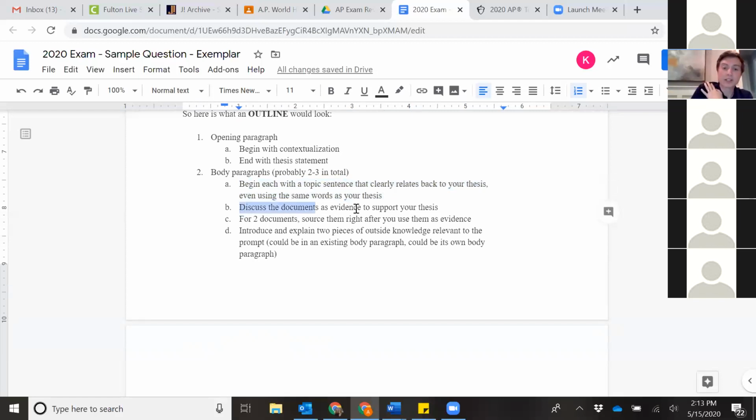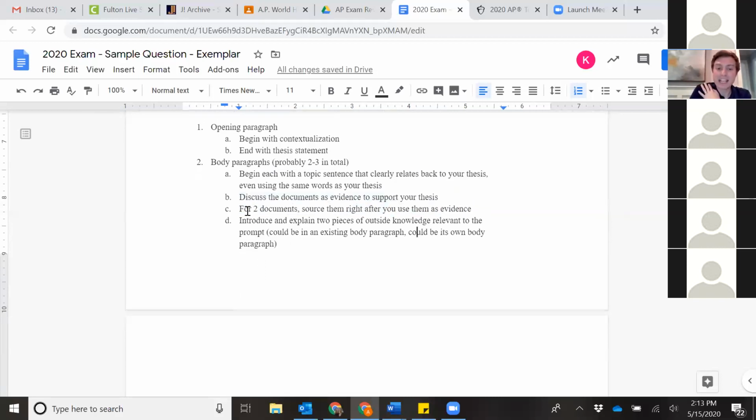Then you actually discuss the documents as evidence. Then right after you use a document as evidence, you can source it. Remember, you only have to do that twice. And then finally, somewhere in those paragraphs, or it could be in its own paragraph, you're going to want to bring in pieces of outside knowledge. That's it. That is the outline right there. You do not have to save time for a closing paragraph. It doesn't matter whatsoever. It will not affect your score 1 iota. That is not in the rubric. Okay.